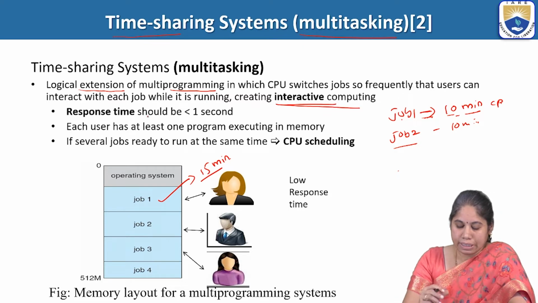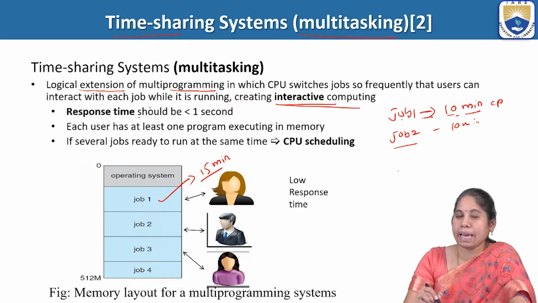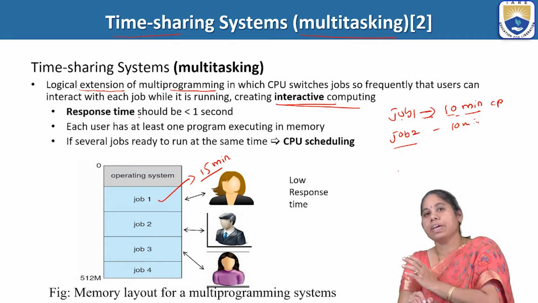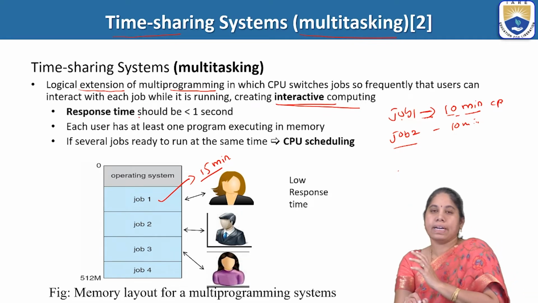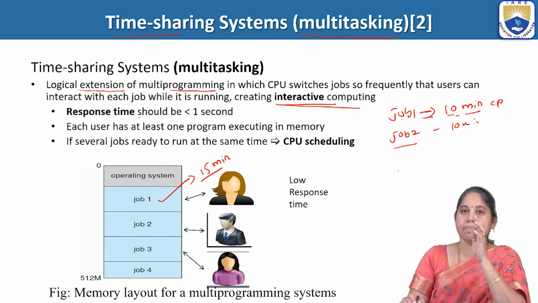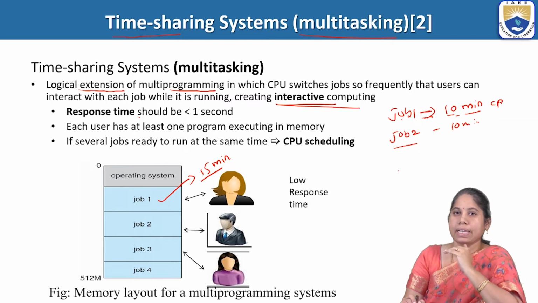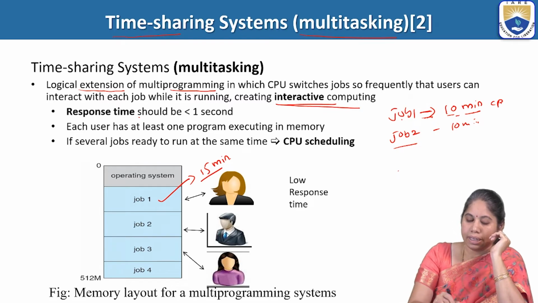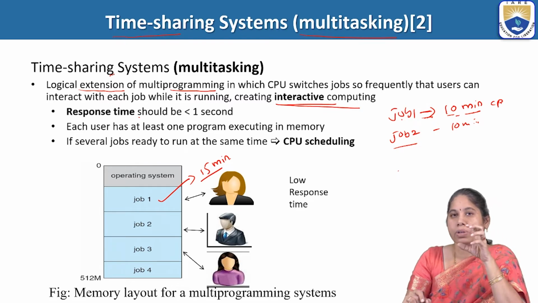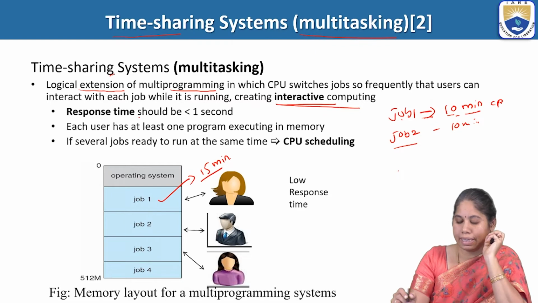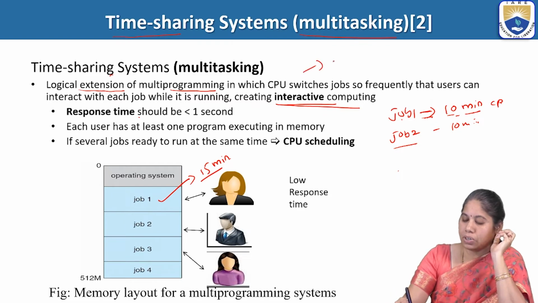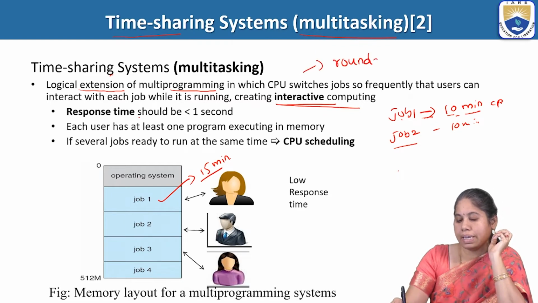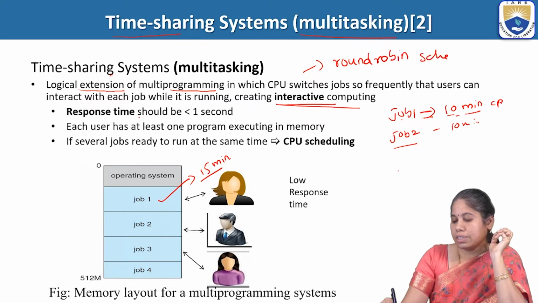The basic feature here is that response time should be less than 1 second. In later chapters, when we study process scheduling algorithms and the different kinds of scheduling algorithms, we are going to discuss that time sharing systems use the round robin scheduling algorithm. So the round robin scheduling algorithm will achieve this scheduling.